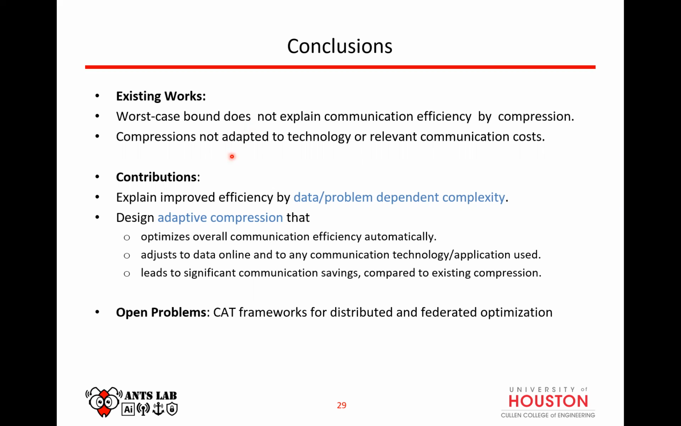So given these limitations, the main contribution of this paper is, first of all, to explain the improved efficiency of communication if you use compression. They give us a new metric, which is more data and problem dependent. They also design an adaptive compression method, which optimizes this overall communication efficiency automatically. It adjusts to the data online and to any communication technology you give, and it leads to significant communication savings compared to the existing compression. And the open problem, like I was mentioning, is that they want to extend the framework both theoretically and experimentally in a full-fledged way for distributed and federated optimization settings.